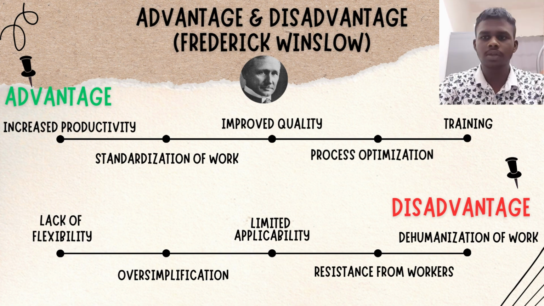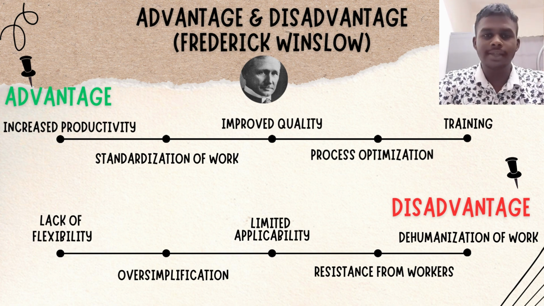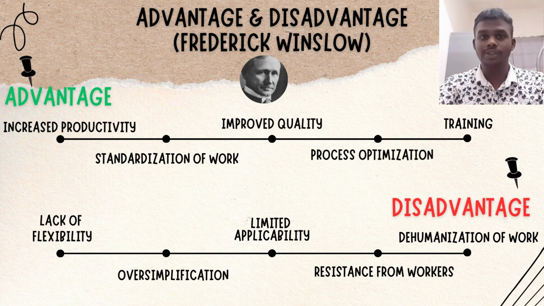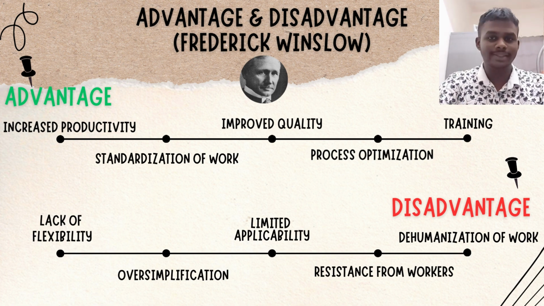Disadvantages of Frederick Winslow Taylor: dehumanizing. Taylor's method often treated workers as mere machines, leading to low job satisfaction and high turnover rates. The second was limited applicability. Taylor's methods were best suited for simple, repetitive tasks and were less applicable to complex tasks or those requiring creativity or innovation. The third one was worker resistance.